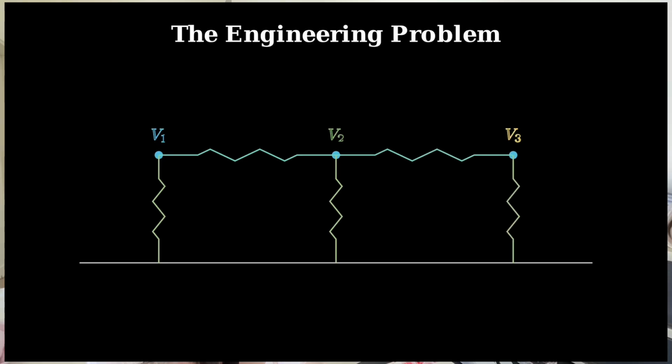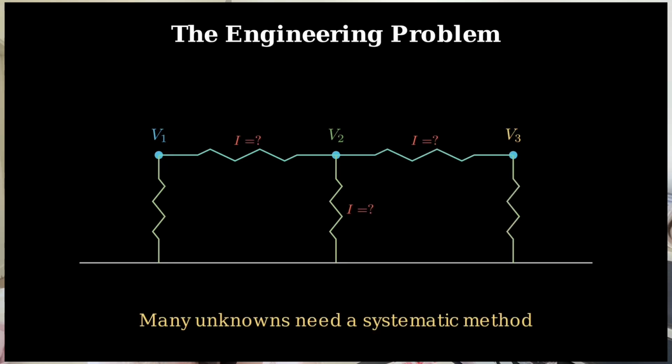In real-world electrical circuits, engineers often need to find unknown node voltages and branch currents. These values are important because they tell us whether the circuit works safely and correctly. For a small circuit, Ohm's law may be enough, but for a circuit with many nodes and branches, solving each part separately becomes inefficient. Linear algebra provides a systematic method.